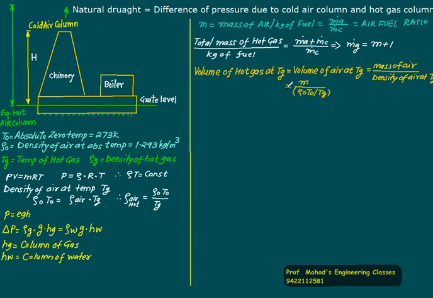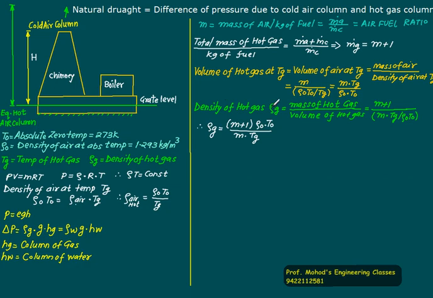The mass of air is m per kg of fuel, divided by the density of air at Tg, which we have calculated here as rho 0 T0 by Tg. So m upon rho 0 T0 by Tg. If we shift this Tg into the numerator, we will get m into Tg divided by rho 0 into T0.